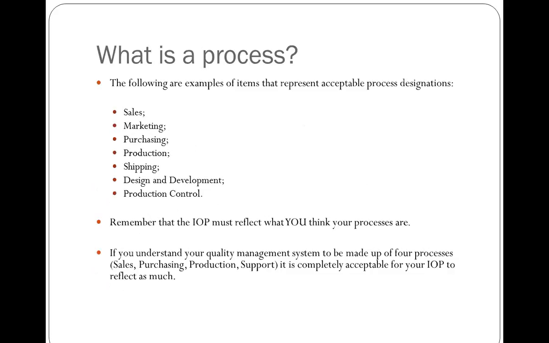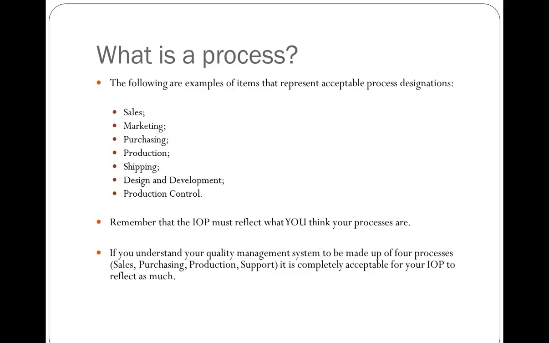So what are some examples of things that are typically acceptable as process designations? I've pulled some examples from some audit reports, and these are some very common process designations that we've seen: sales, marketing, purchasing, production, shipping, design and development, production control. Now, these are just examples, of course. It's important that you keep in mind that the IOP has to reflect what you think your processes are.